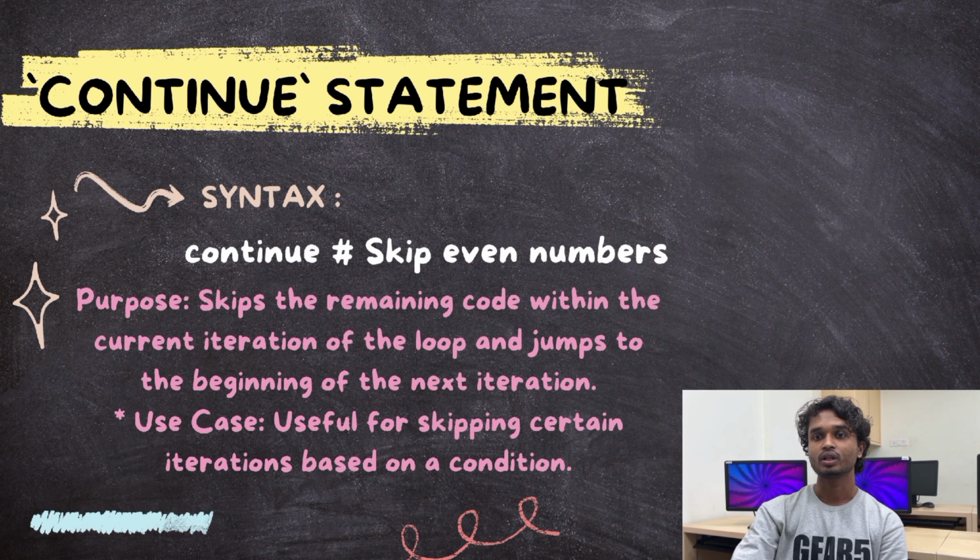Conclusion for the continue statement. The continue statement is a useful tool for selectively skipping iterations in a Python loop. It allows you to control loop flow and optimize. You can code for specific situations. Here we will now see code for odd numbers.